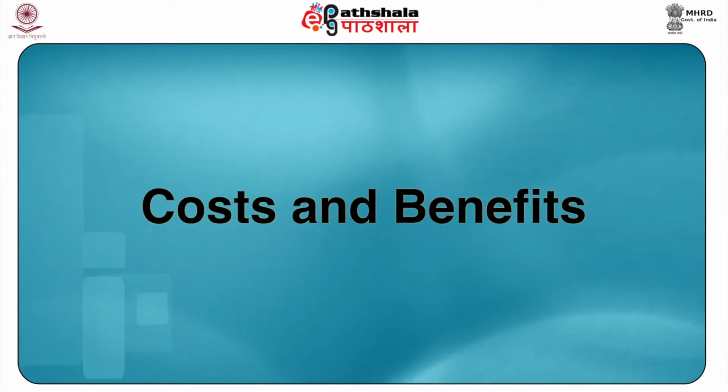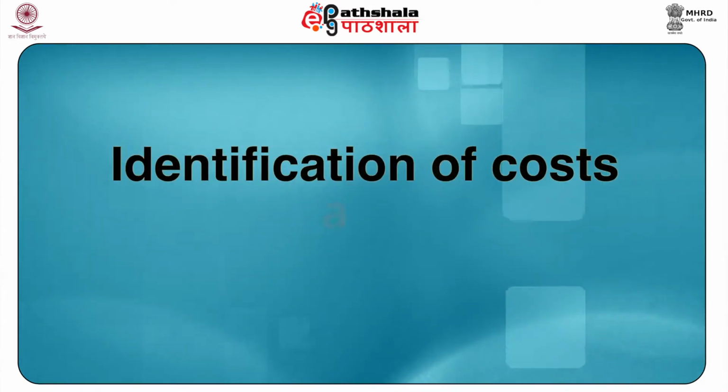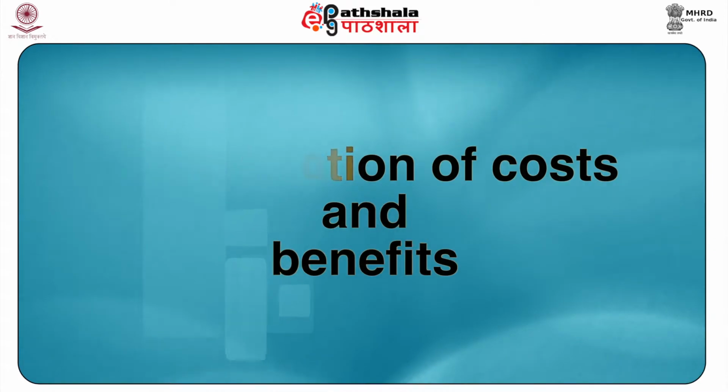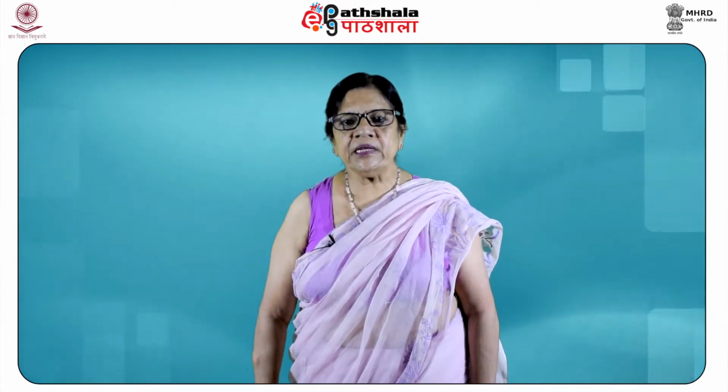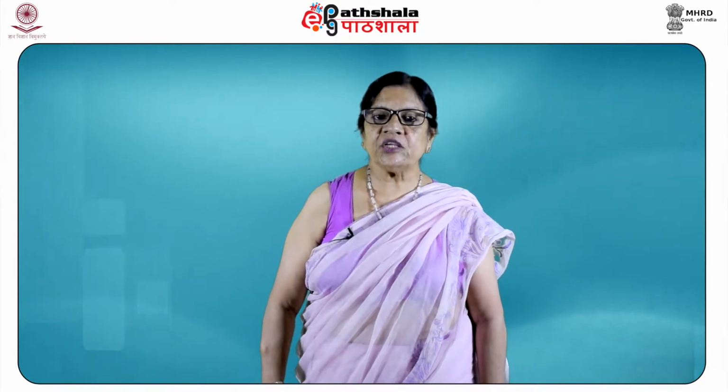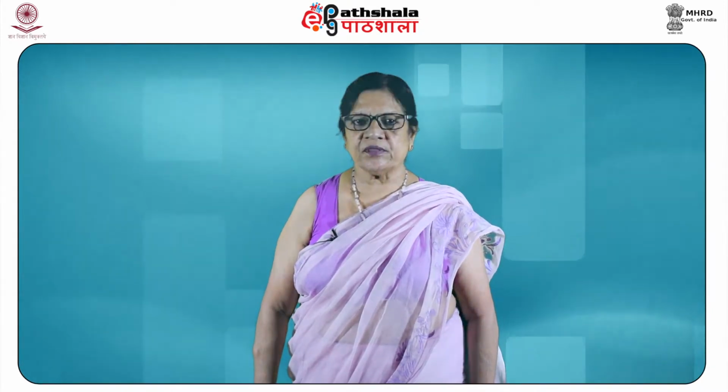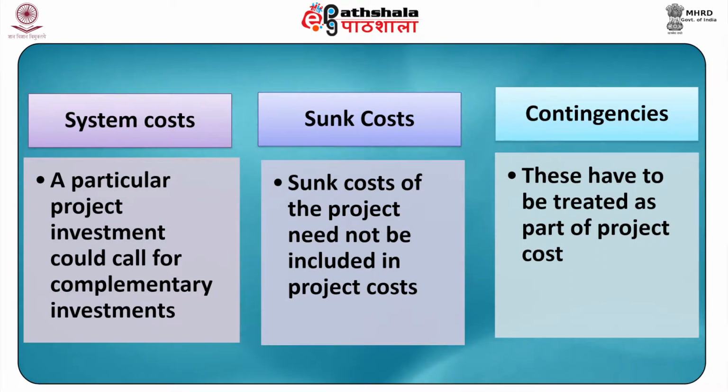Let's look at the costs and benefits. Identification of costs and benefits. The following need to be addressed while identifying costs and benefits. 1. System costs. A particular project investment could call for complementary investments. For example, a power generation project has to be accompanied by transmission and distribution. Hence, all the related costs that are part of the system need to be considered.